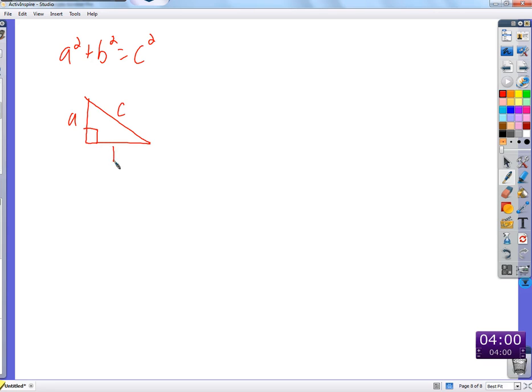And so this is A and this is B. It doesn't matter which is A and which is B. It's all because I add them together. Adding is commutative. So if I square A and I square B, I'll get C squared. And then I can take the square root of that number, and I have the length of that side. Now here's an example.